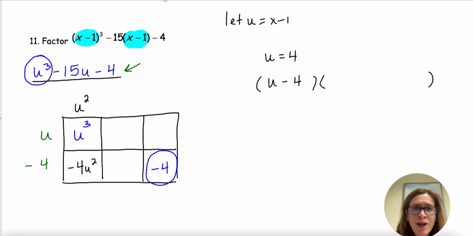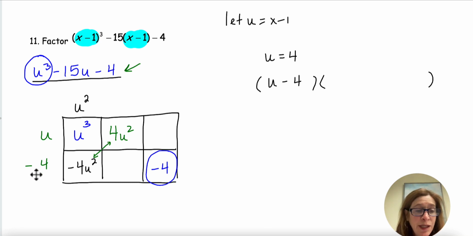But my polynomial doesn't have any U squareds in it. So I know that I have to be able to cancel it out. So that would give me 4U squared would have to go here. Those would then simplify to 0 because they're opposites. They're additive inverses of each other.